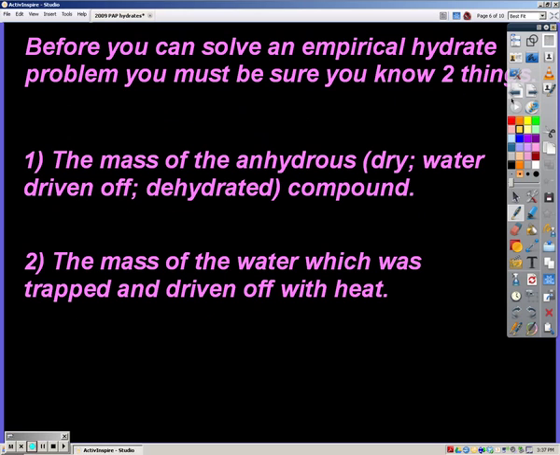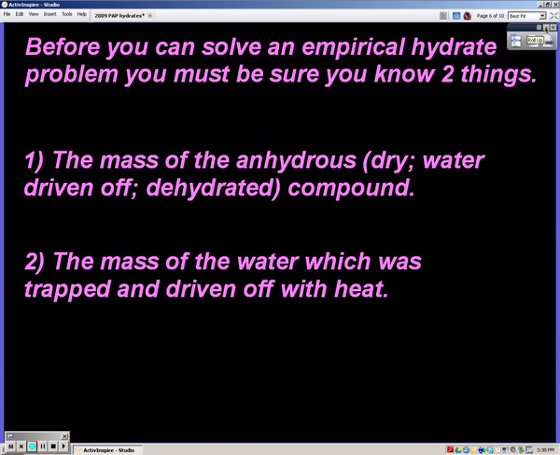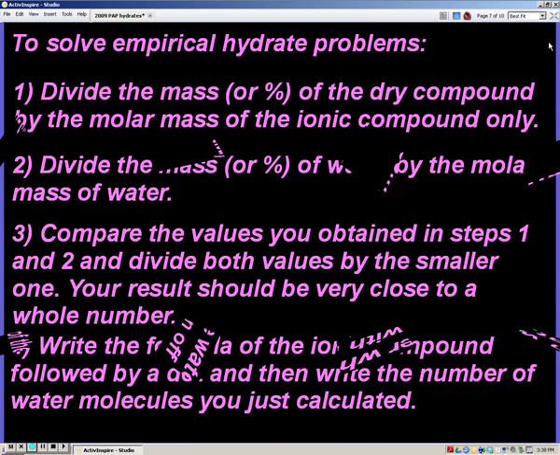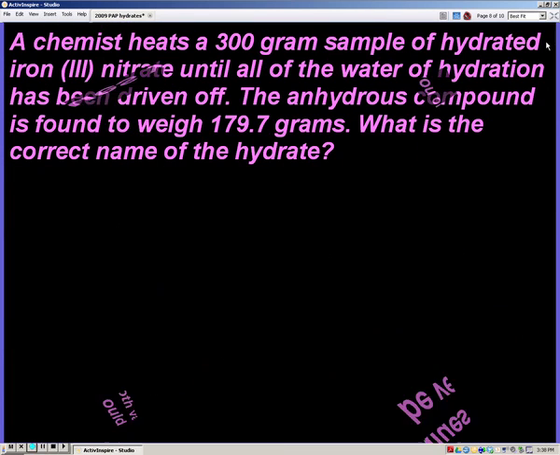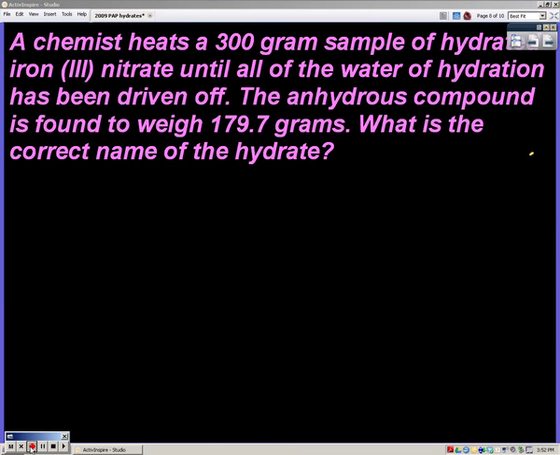We can also solve empirical hydrate problems, but before we can do that, we need to know 2 things. The mass of the anhydrous compound, which is the dry, dehydrated part of it, and the mass of the water that's trapped within. The mass of the water is what's going to be driven off when you heat it. These are the steps that we'll be going through when we solve this problem. The steps are located in your notes.